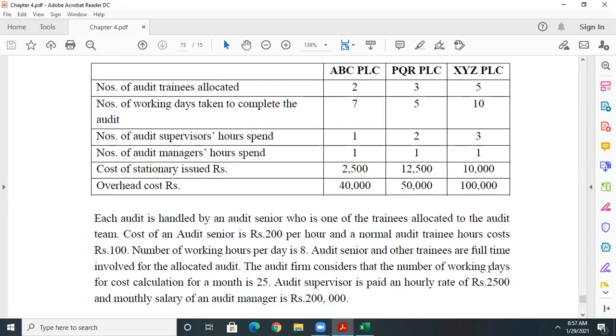Audit seniors and the other trainees are full-time involved for the allocated audit. The audit firm considers the number of working days for the cost calculation for the month as 25. The audit supervisor is paid an hourly rate of 2,500. And the monthly salary of the audit manager is given, it's 200. Okay.